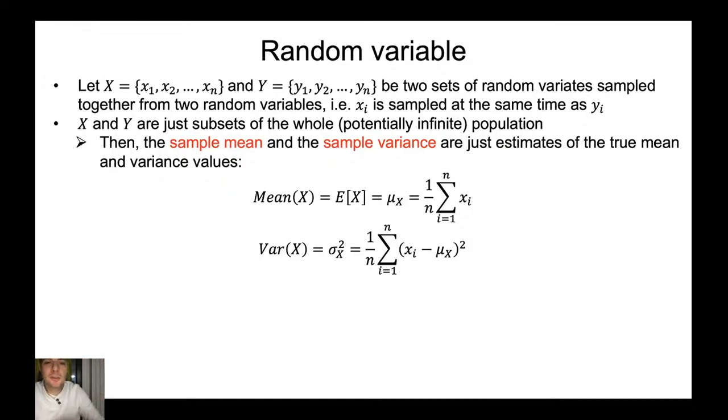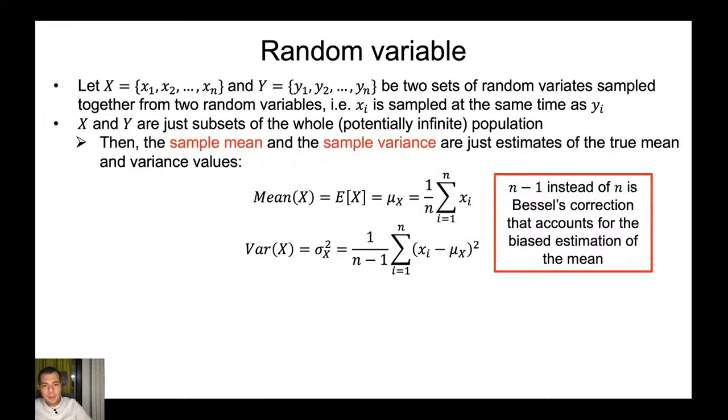So the sample mean is just the mean of all the sampled variables, and the variance is the difference between each sampled variable and its mean squared, so that we all have positive values, and these are also averaged by 1 divided by n. And actually here we have a correction for the variance that uses n minus 1 instead of n. So this is called Bessel's correction, which accounts for the biased estimation of the mean.